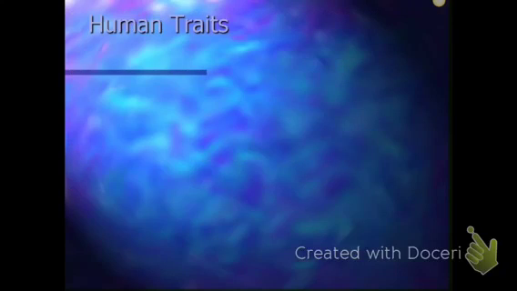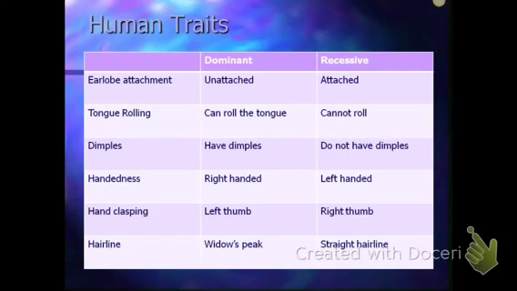So let's move on. Human traits. Okay, so earlobe attachment. The dominant trait is unattached. The recessive trait is attached. And when we talk about dominant and recessive traits, we use letters. So we're going to use E for earlobe attachment, a capital E for unattached, and a lowercase e indicates recessive. So dominants are shown by a capital letter, recessives by a lowercase letter.